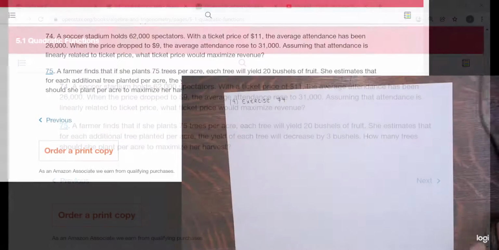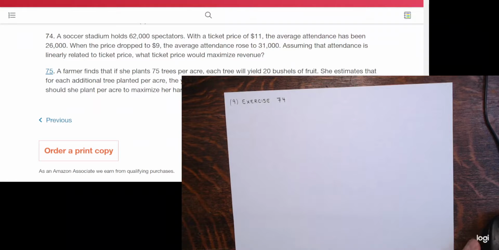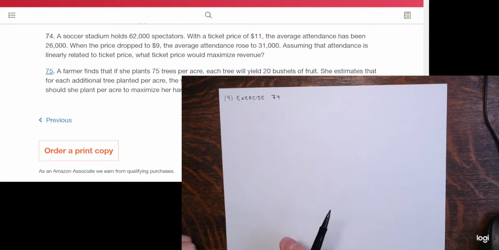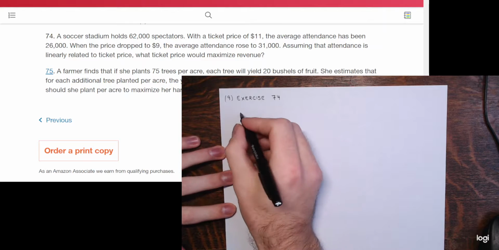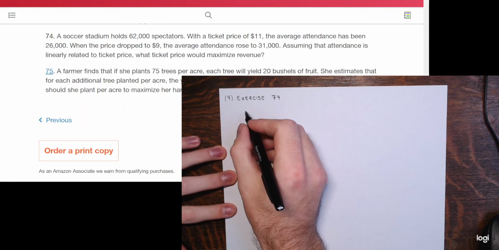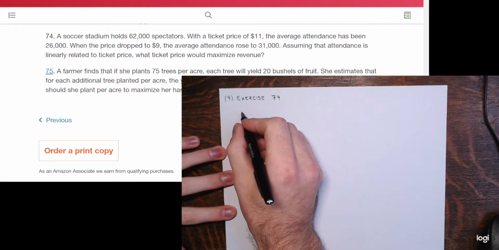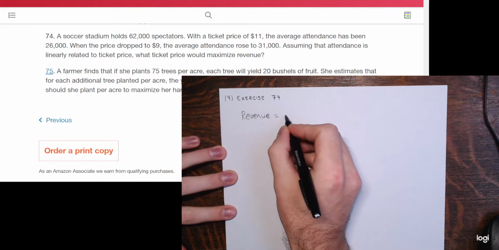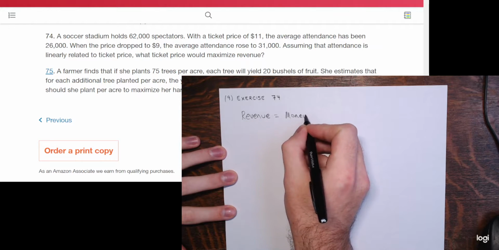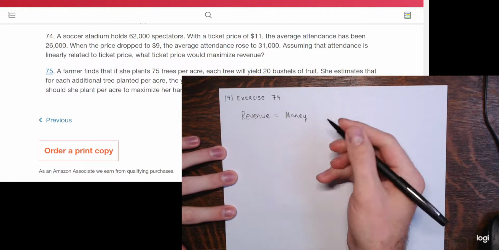So once again, I'll throw this up here. Now, revenue is just how much money is being brought in, right? So yeah, revenue is just money brought in by the soccer stadium, right? Money brought in.